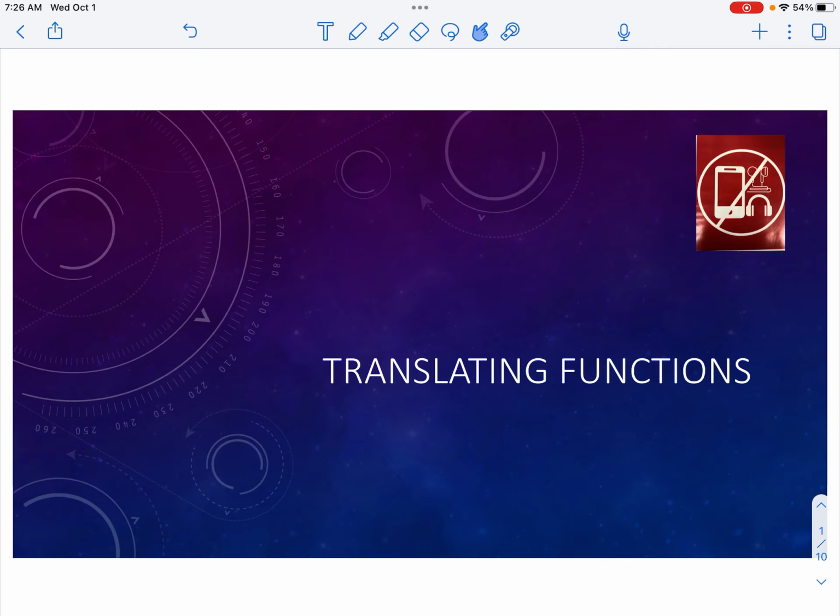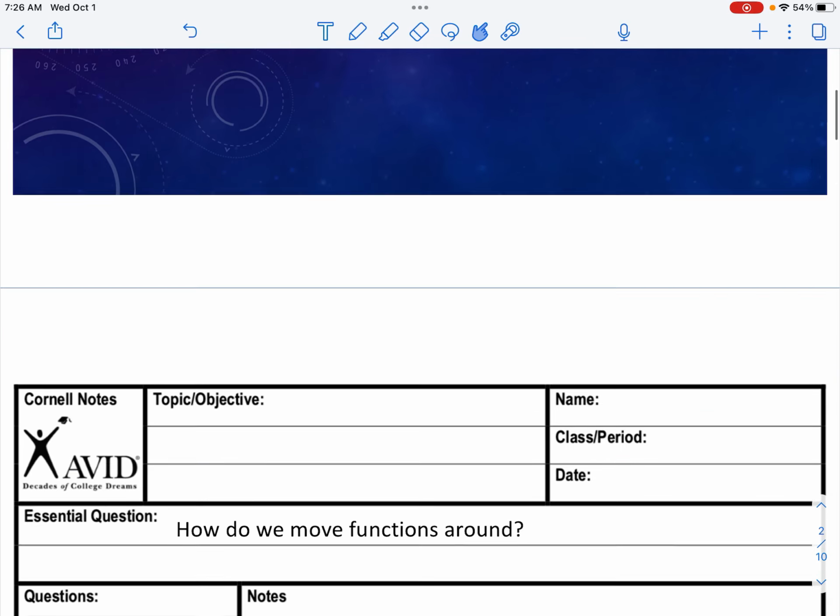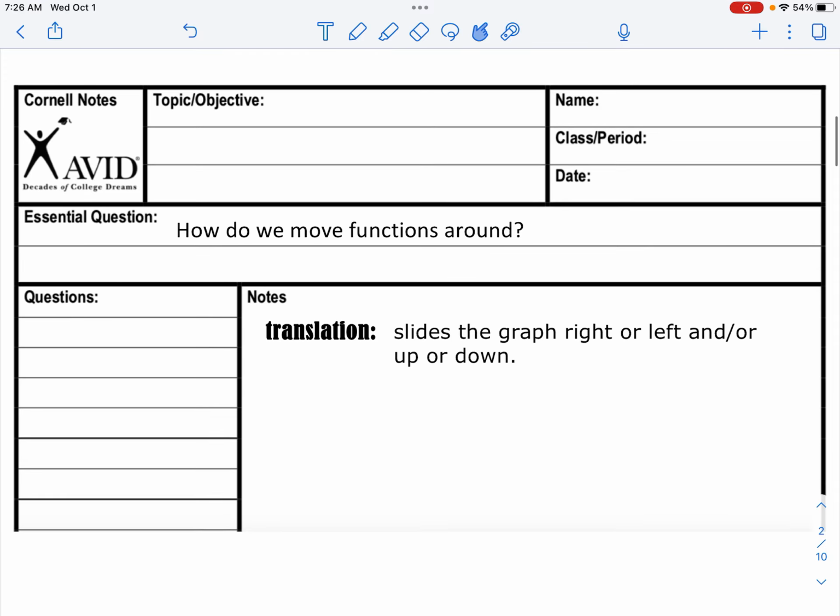Hello, this lesson is on translating functions. So today we're going to learn how to move functions around. And that's exactly what a translation is. A translation simply slides a graph right or left, and or up or down.